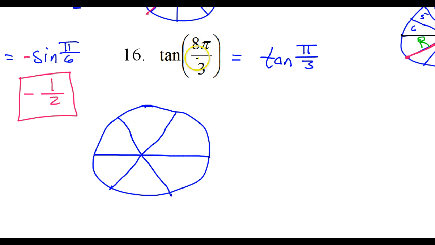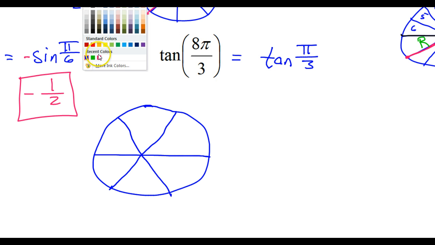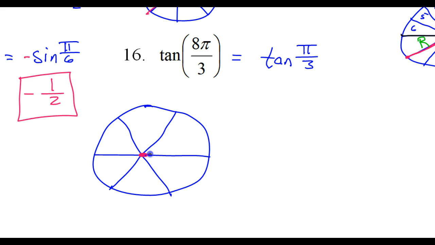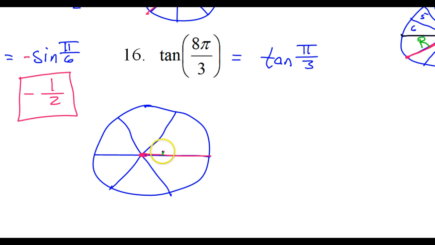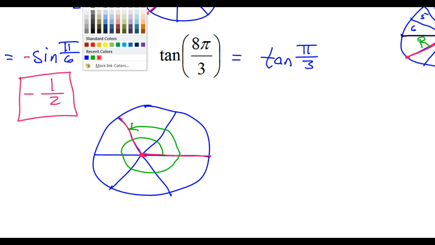I'm going to go 8 pi over 3's. So I'm starting here from my positive x-axis, and I'm going to go 8 pi over 3. So that's going to be 1, 2, 3, 4, 5, 6, 7, 8. That's 8 pi over 3 right there. So that puts me right here, okay, for my terminal side.